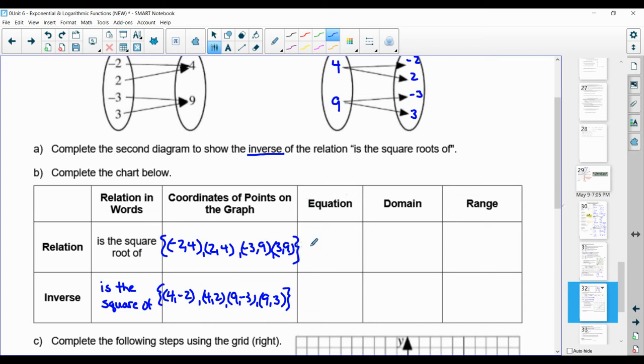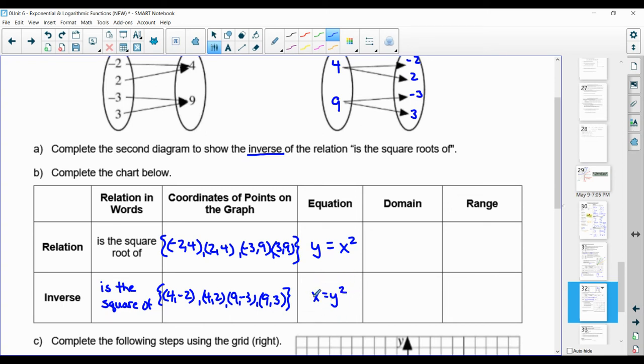So if I want to write the equation that shows that x is the square root of y, then I would write y equals x squared. Because to get x by itself, we would have to square root the y. So x is the square root of y. If we wanted to write the inverse function, we literally just flip our x's and y's. So x equals y squared.